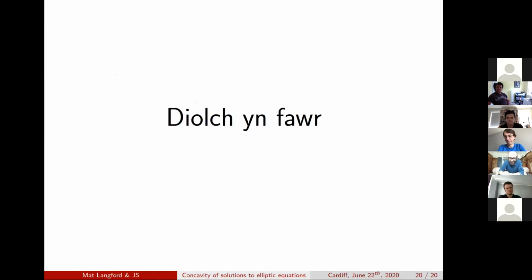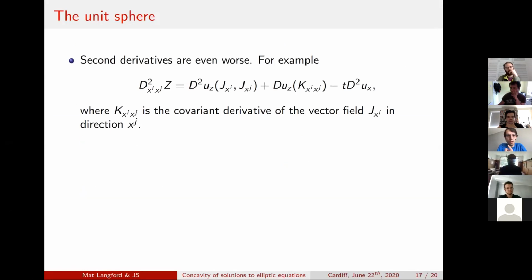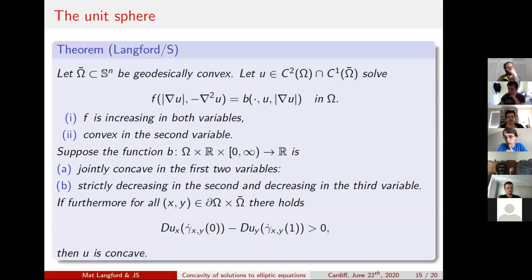I will ask a question if I may. From the proof, it seems to me that it's crucial that A, you are in a geodesically convex neighborhood of a certain point, and B, that you actually use the standard metric on the two sphere because of this midpoint property, right?